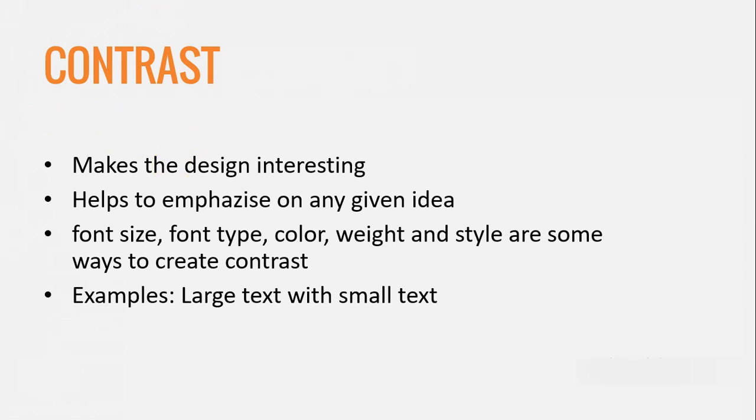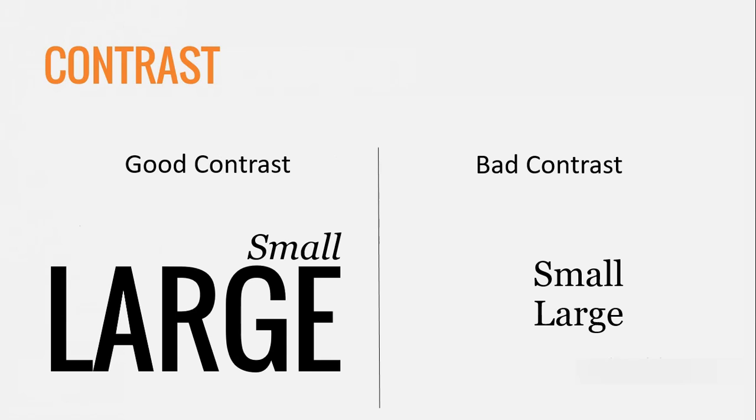You can change the font size, you can change the font type and make contrast between two fonts. For example, large text with small text. Here you can see on the left-hand side, this is good contrast. Large is written in very big and bold text, and small is written in italic. And in this, the contrast is also between the serif font and the sans-serif font. This is also creating contrast. The bad contrast is using similar sizes, where both the letters are small.